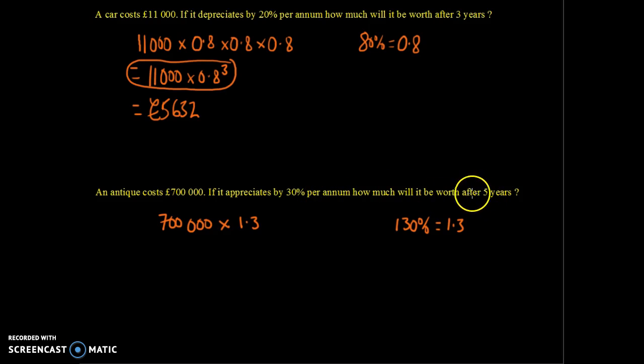And we're just going to do this a quick way. It's after 5 years. So if it appreciates by 30% all of those 5 years, then we put the power of 5 in there. So 700,000 multiplied by, that's equivalent to 130%, written as a decimal, and to the power of the number of years, power of 5. And if you do your calculations there, it works out as £2,599,051.